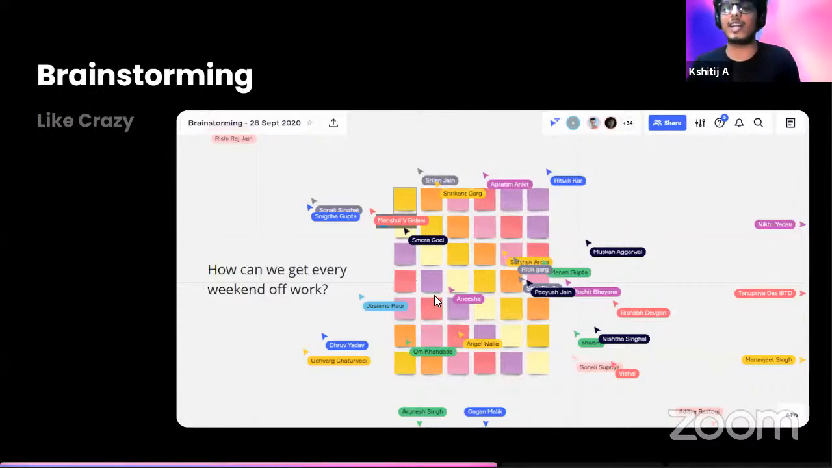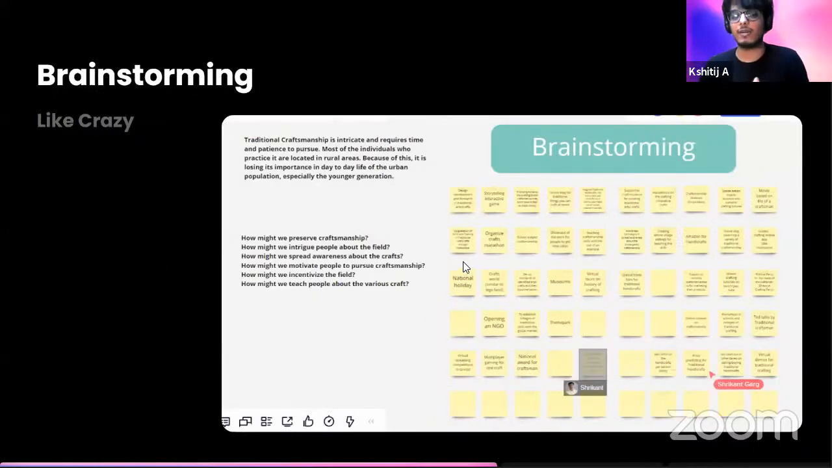Take a screenshot, because like I already mentioned, that's the thing that you'll remember out of this hackathon. Have something to document. And this is another example from one of my projects. On the left hand side, you can see how we listed the how might we questions, like how might we preserve craftsmanship, how might we intrigue people about the field, and so on. So these are the questions that you can ask.